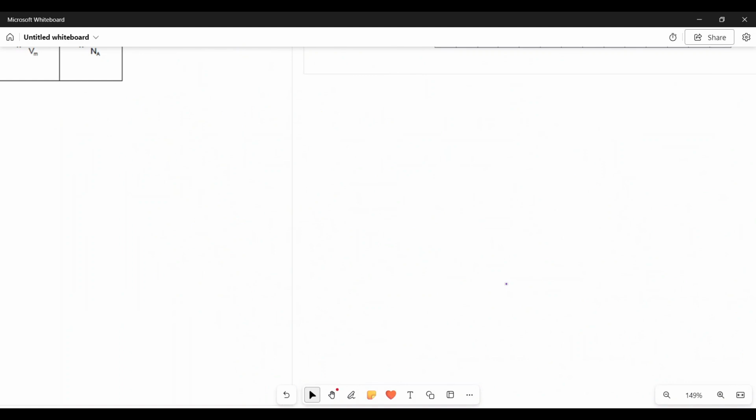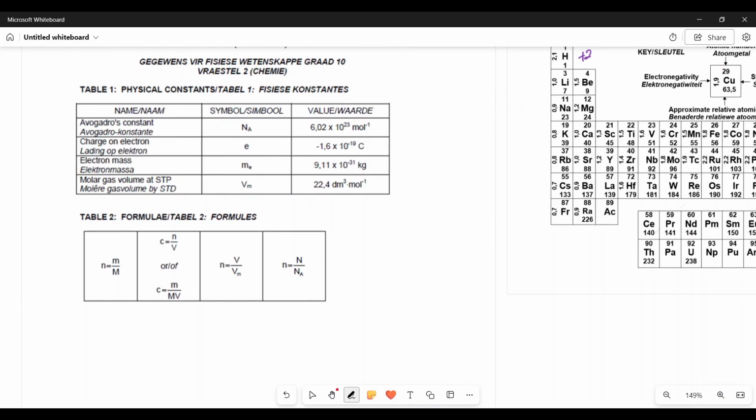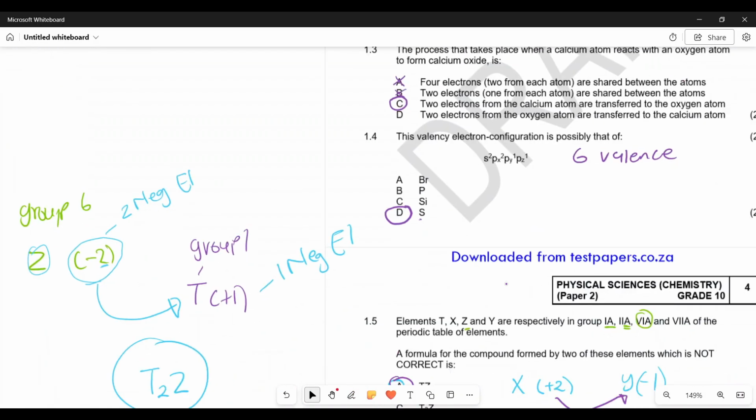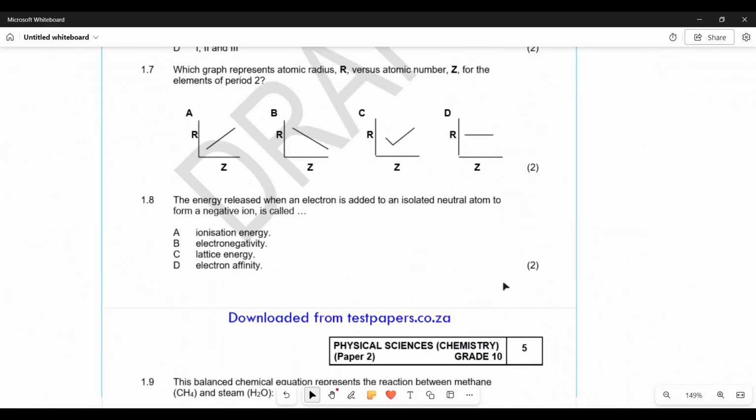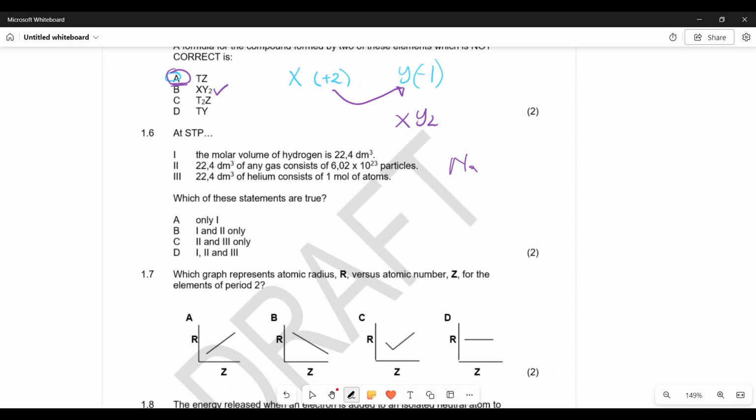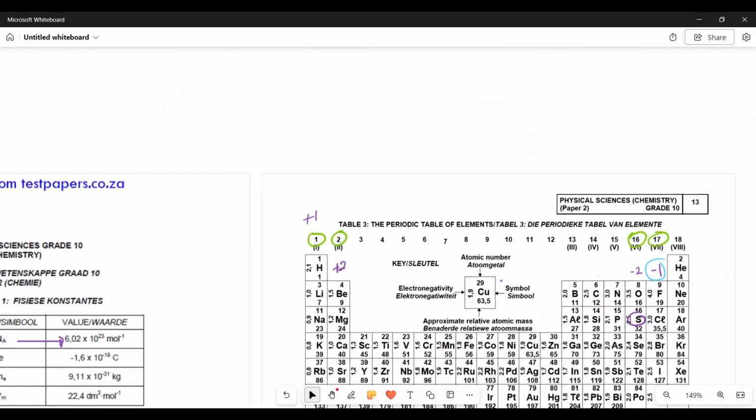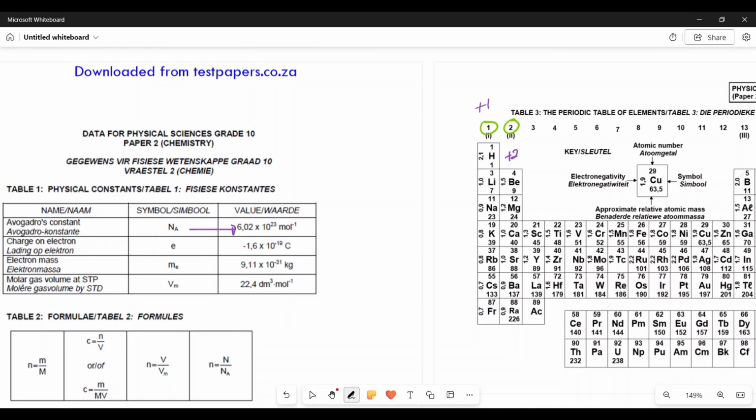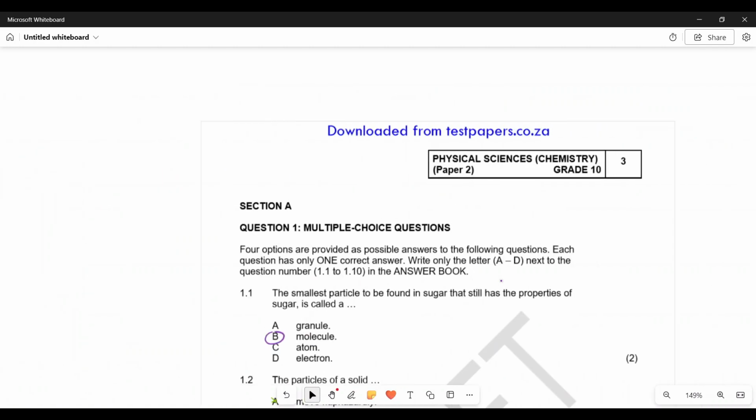Now let me look into my formula sheet, right? Can you see this is the value here, Avogadro's constant, right? And this applies to your STP, right? So basically the second statement is correct. So let me tick here, the second statement is correct. Same applies to the volume. The volume at STP is 22.4 decimeter cube, right? So if you would confirm here, this is our volume at STP, molar volume is 22.4 decimeter cube. So the first statement is also correct.